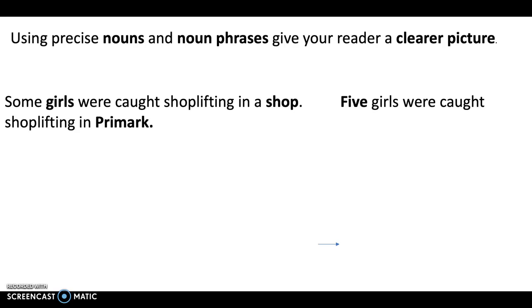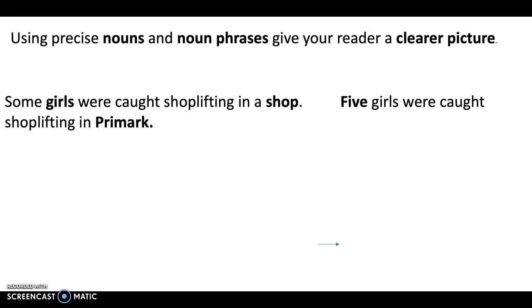Using precise nouns and noun phrases helps to give the reader a clearer picture of what is being described, and it makes your writing more interesting, and this is what writers do. Take the example, some girls were caught shoplifting in a shop. It's very vague, not very interesting, and we don't know who the girls were and which shop they were shoplifting in. We could change this to 5 girls were caught shoplifting in Primark.